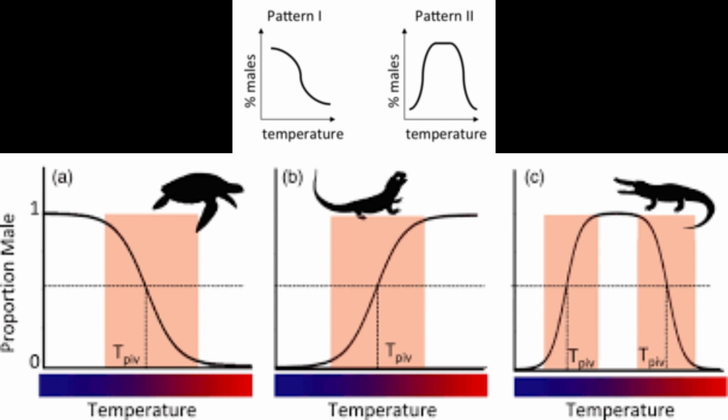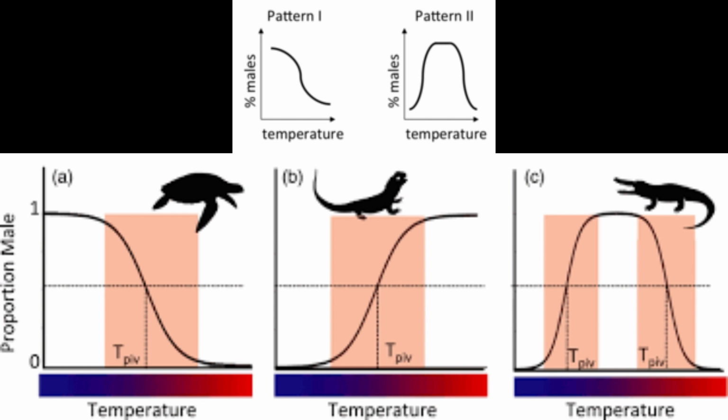Another common misconception about temperature sex determination is that there is only one kind, and a common misperception is that cooler temperatures equal more males and hotter temperatures equal more females. That is not actually true. It's true of turtles, but it is not true of lizards. Lizards are actually the other way round.